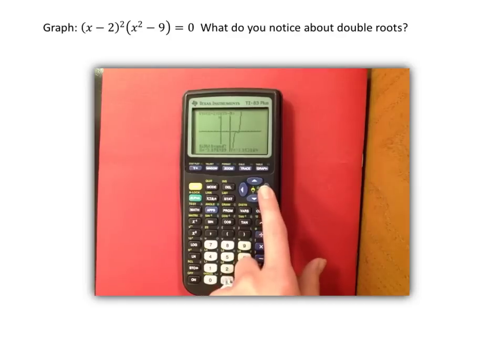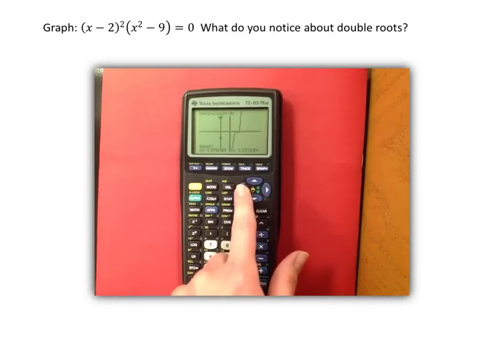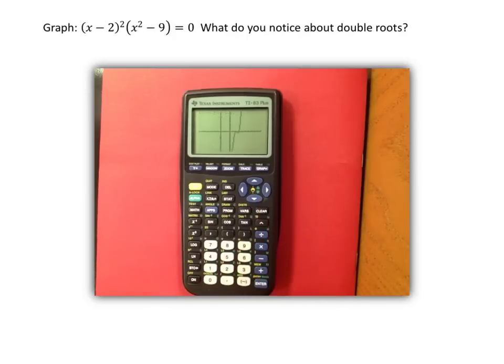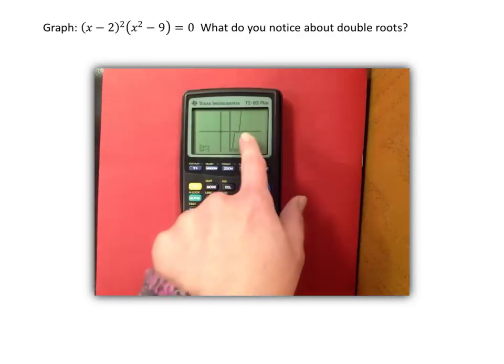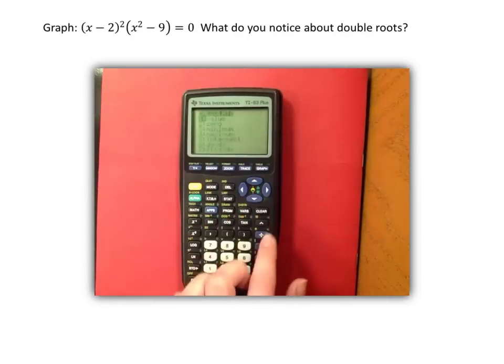And then if I move to the right, I hit enter again. You can make a guess if you need to. Probably won't be too easy with this. Hit enter, and I see that I've got a 0 at negative 3. I can do this 0 on the other side the same way.